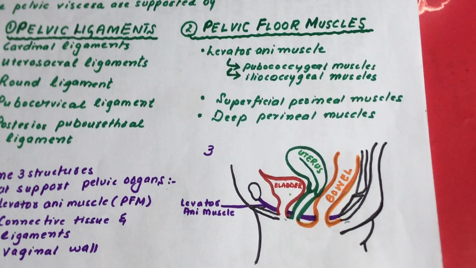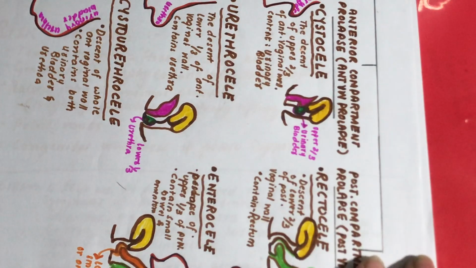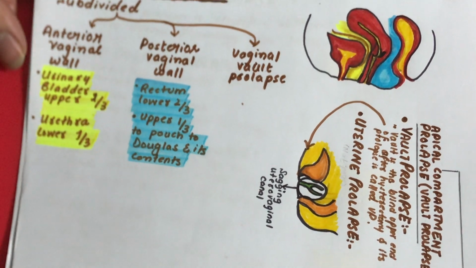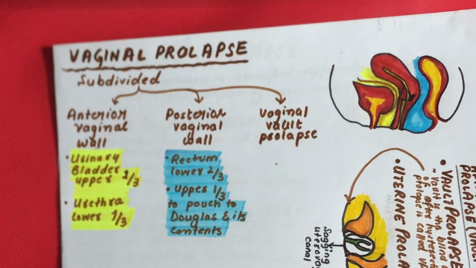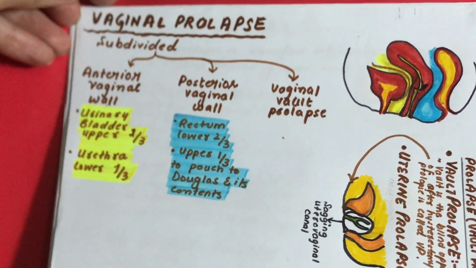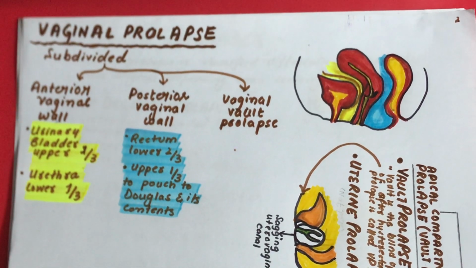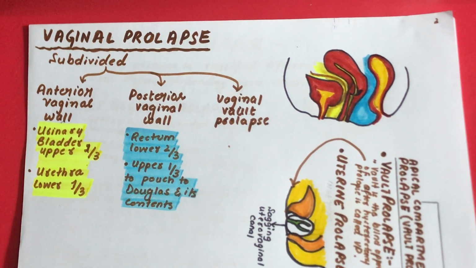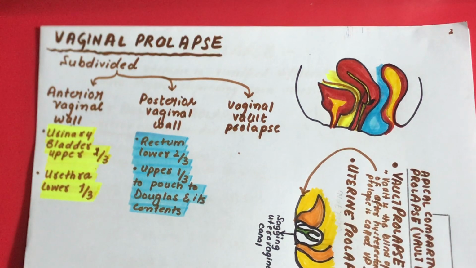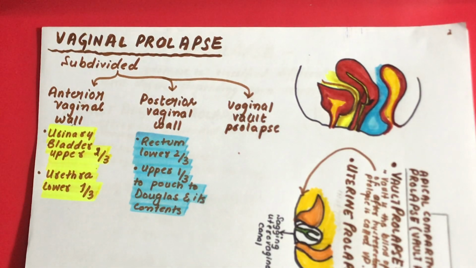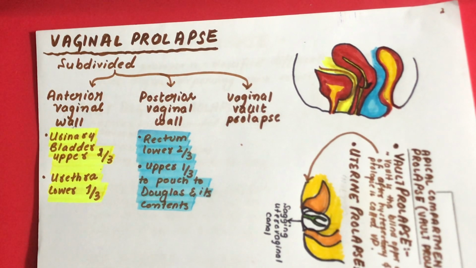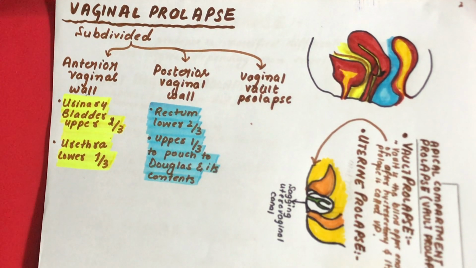Now, moving on, what is vaginal prolapse? This is why I was explaining the diagram. The first disease or complication is vaginal prolapse. The vaginal compartment is divided into the anterior vaginal wall, the posterior vaginal wall, and the vaginal vault prolapse.